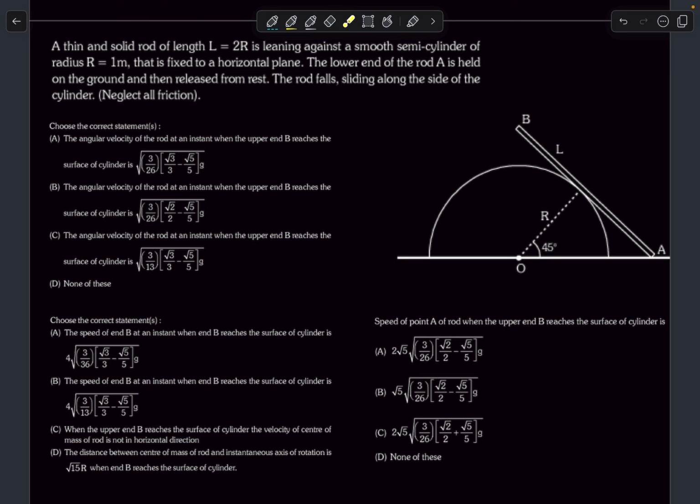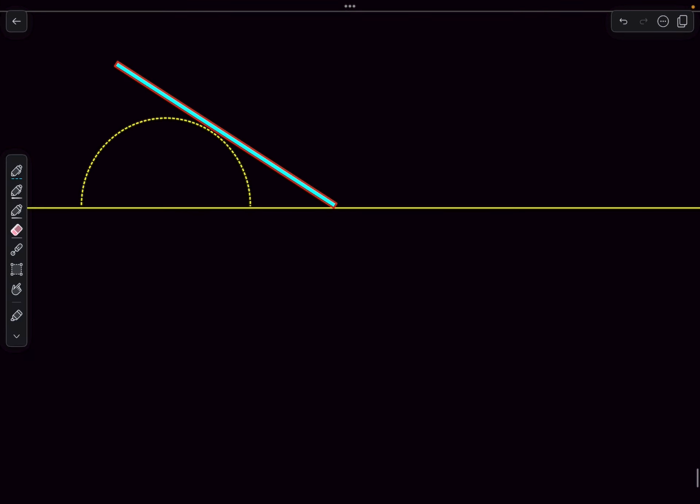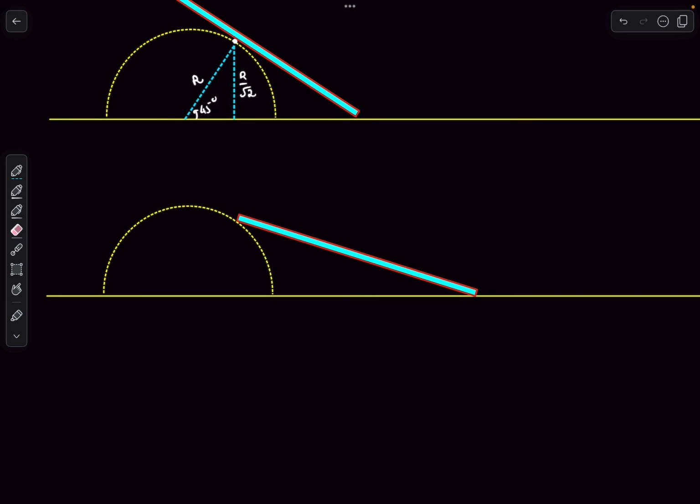So let's draw a diagram and discuss the concepts. This is the diagram of the initial situation. This contact point initially made an angle of 45 degrees, right? And this point is the center of mass of the rod. So the height of the center of mass in the initial situation is r by square root of 2. In the final situation, when the edge of the rod reaches the cylinder surface, let's say the angle made is some theta. Now by similarity of triangles we can figure out the height that the center of mass dropped by.